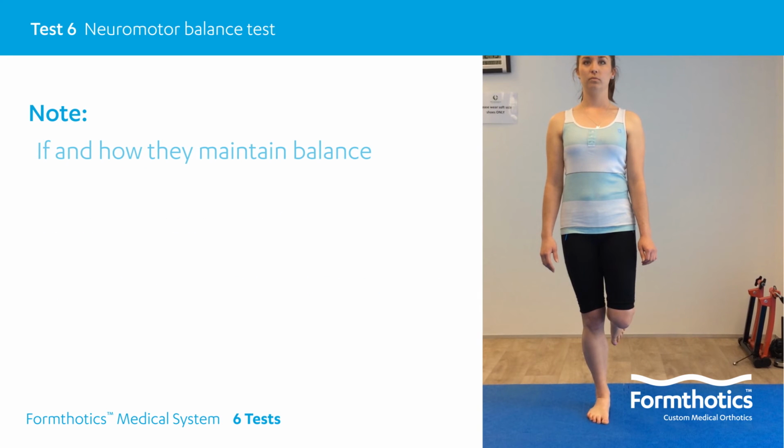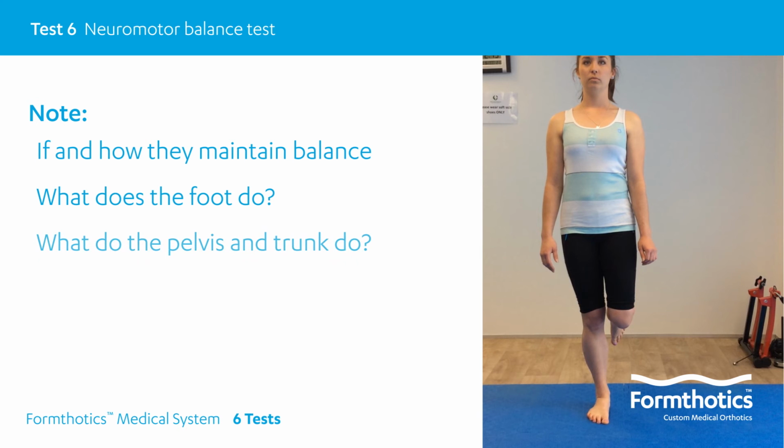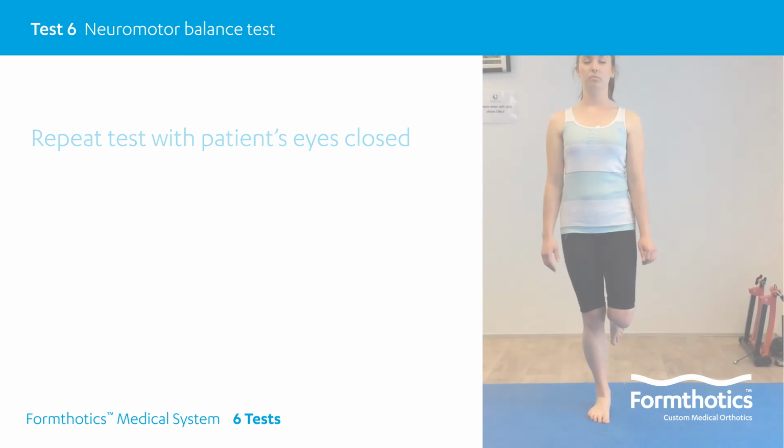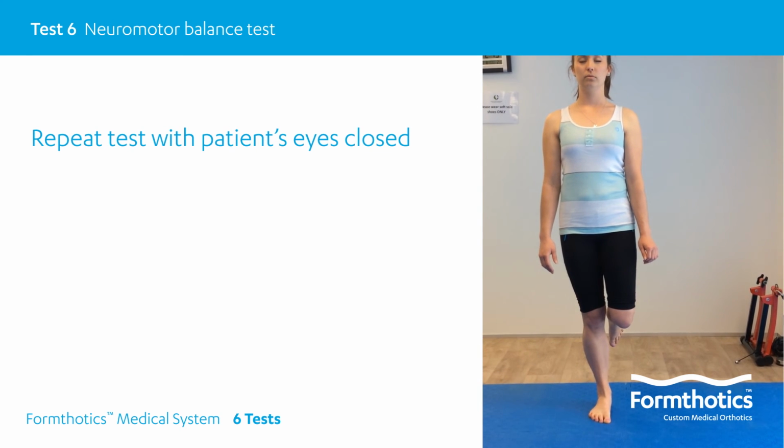Note if they can maintain balance and how they maintain balance. What does the foot do? Stay stable with balance being maintained proximally, or is the foot pronating with the knee going into valgus? What does the pelvis and trunk do? Which direction are they most unstable in? Lastly, repeat the test again with the patient's eyes closed.